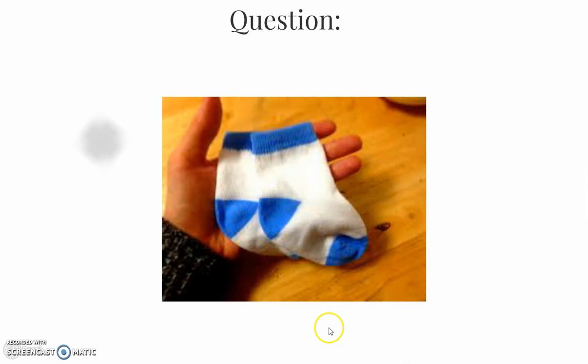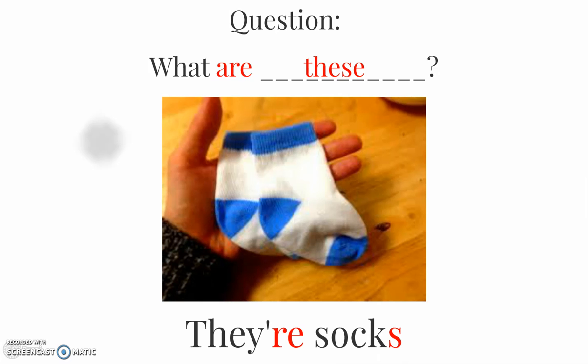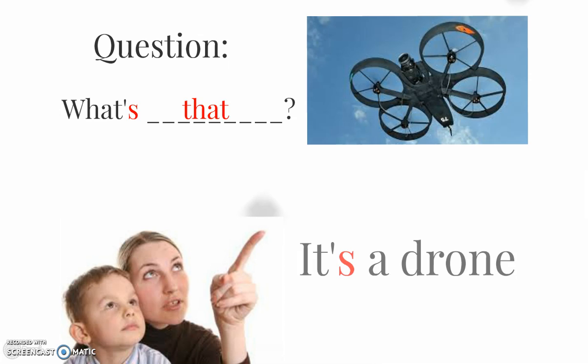Okay. We want to know about the object there. What are these, that, these, or those? One clue. R is plural, so it's going to be plural. These. They are close to you. What are these? They're socks. Okay, one more time. Oh, look. There's a mother and a child, and the mother is pointing at the sky. She wants to know about that. So what's that? Because it's far in the sky. And the answer? It's a drone.